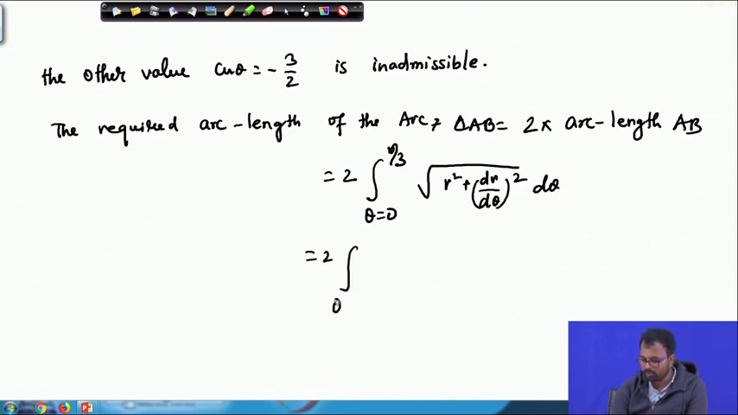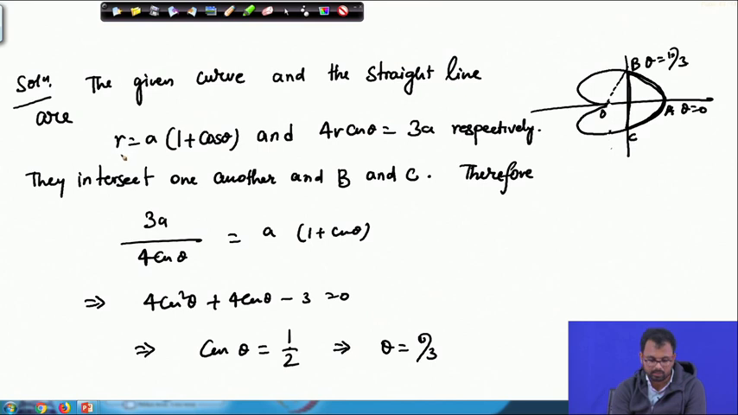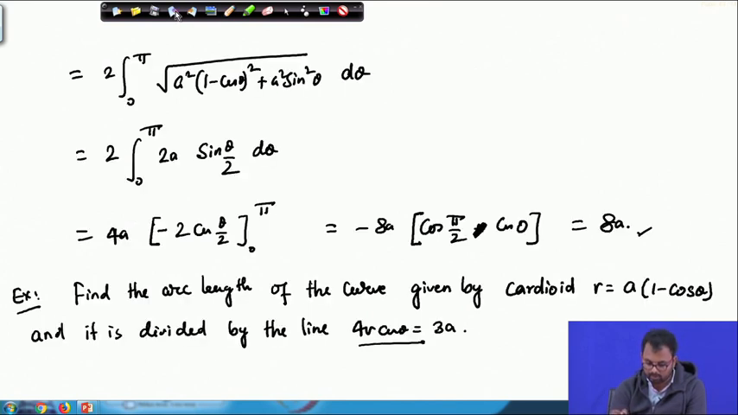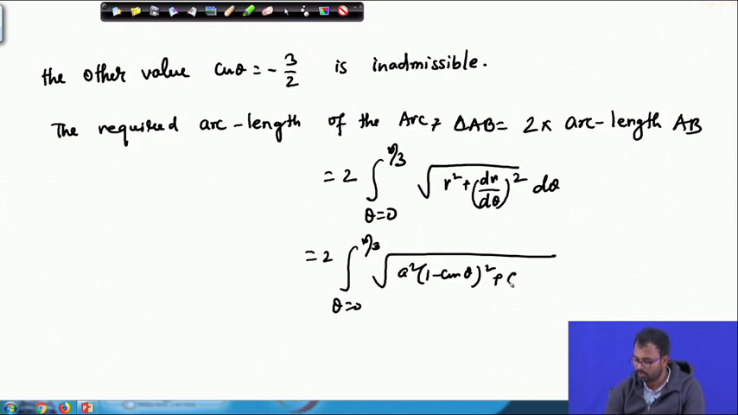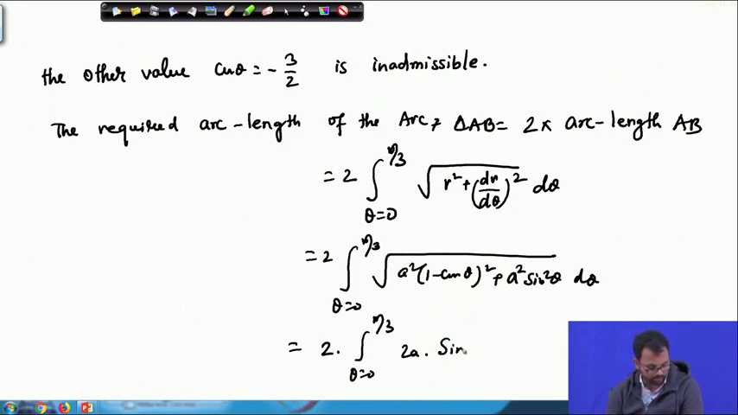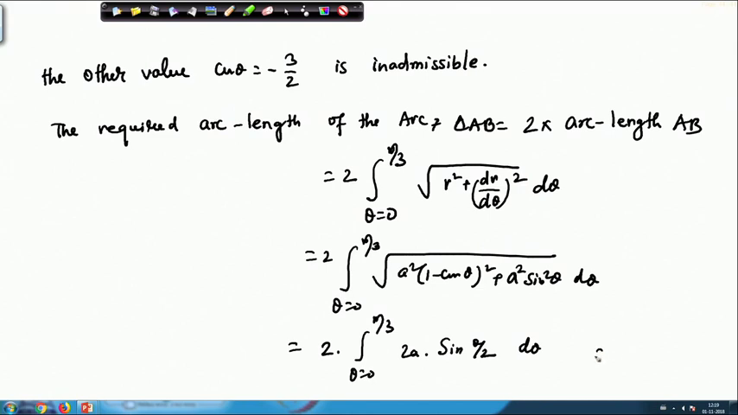So we know that r square is a square times 1 minus cos theta whole square, and dr d theta is very simple to calculate from here. Here it is minus, so dr d theta is basically a sine theta. So this is a square sine square theta d theta, and if you do the simplification then we will obtain 2 times, theta running from 0 to pi by 3, 2a times I believe sine theta by 2, and we do the integration like we did before, and then we will get our required answer.